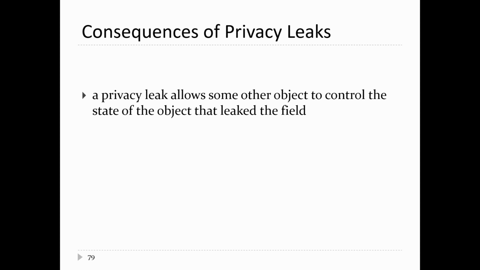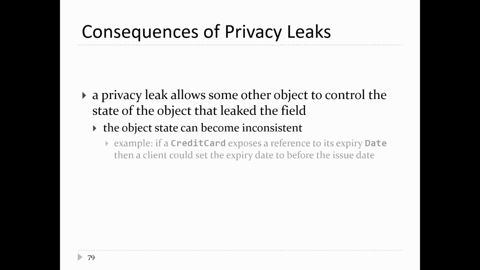So why should you not do this? If you're implementing a composition, a privacy leak allows some other object to control the state of the object that leaked the field. So what does that mean? The object state can become inconsistent. For example, if a credit card exposes a reference to its expiry date, then whoever gets that date can change the date and do something like make the card expire before it was issued.